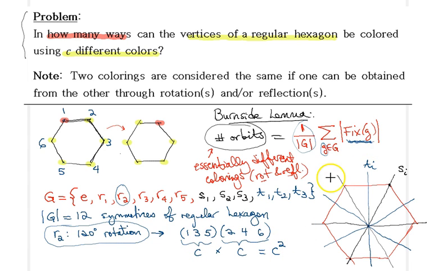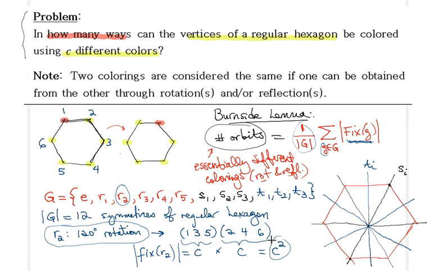the contribution, the fix of R2 will be C squared. So therefore the fix of R2 we will say is equal to C squared.